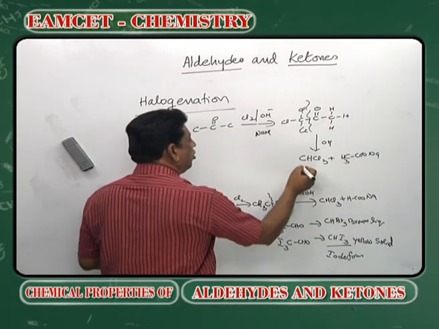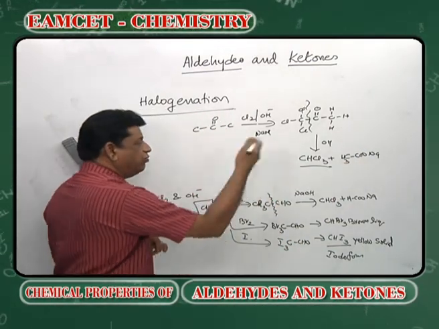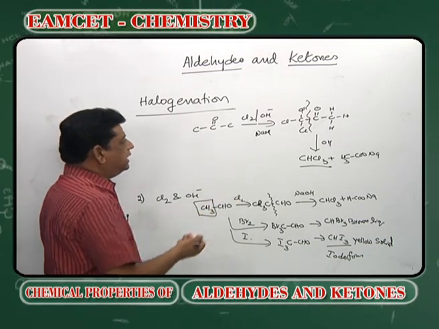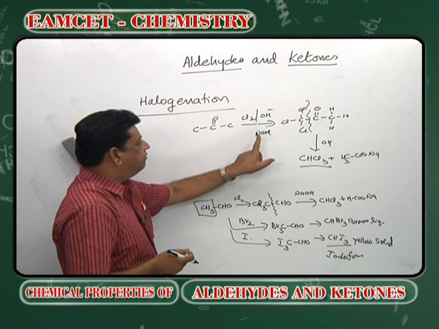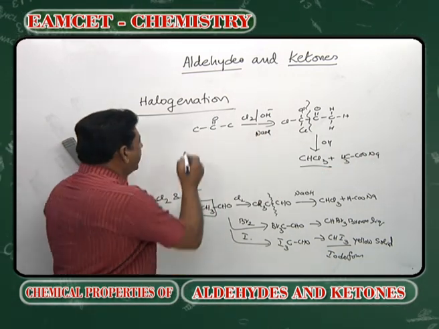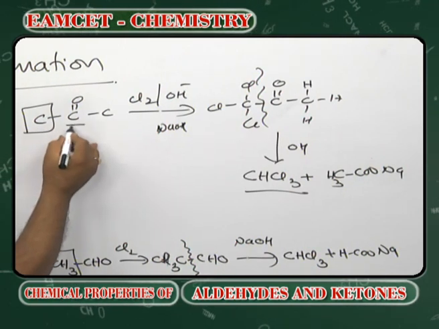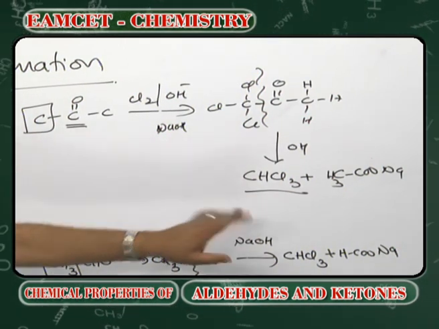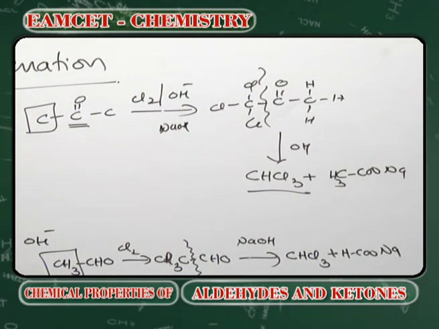Sodium acetate plus chloroform. If iodine is used, iodoform and the sodium, then potassium acetate or sodium acetate, depending upon the base salt, whatever cation is there will be here. But one part of the CH3 attached to the CO will become chloroform or bromoform or iodoform. So which of the following compounds will undergo this?